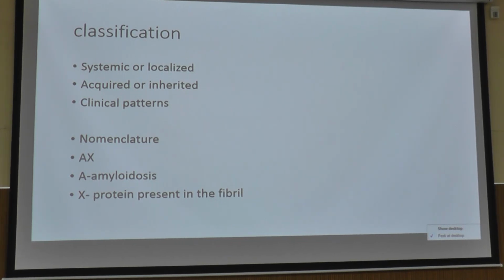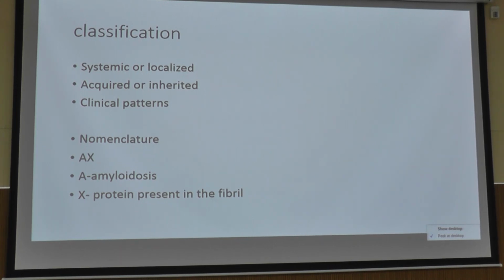For basic understanding, we need to understand that the classification is either systemic or localized. You can either label it as acquired or inherited forms, and the different clinical patterns. Most of the time, what will stand out is whether it is the systemic or localized type. Now, the nomenclature is always A, then AA amyloidosis, AL, or different types of amyloidosis. The A is for amyloidosis. The X aspect is particularly the protein present in the fibril.